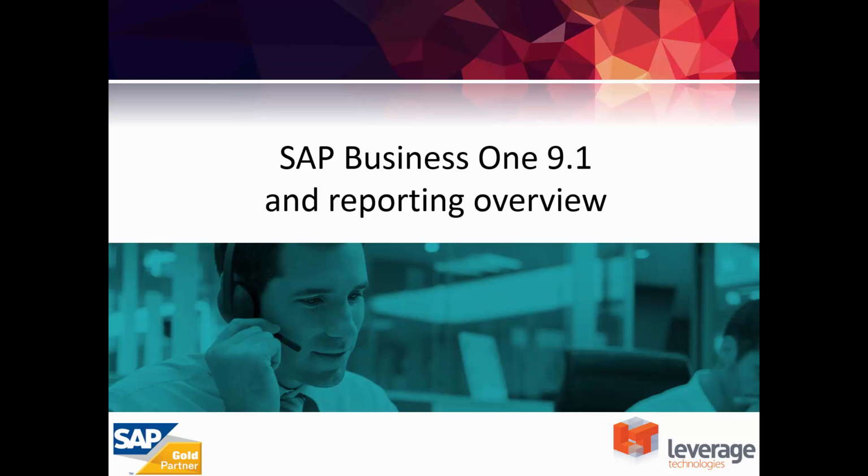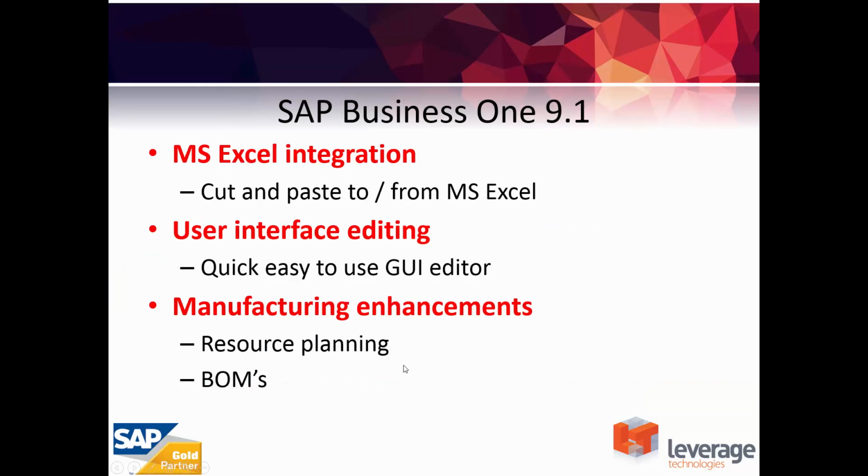Elements like SAP Lumira, SAP Crystal Reports, and SAP HANA. So let's start by looking in a little more detail at SAP 9.1. I've chosen 7 or 8 key elements that I think are particularly relevant for the Australian market in this particular update.